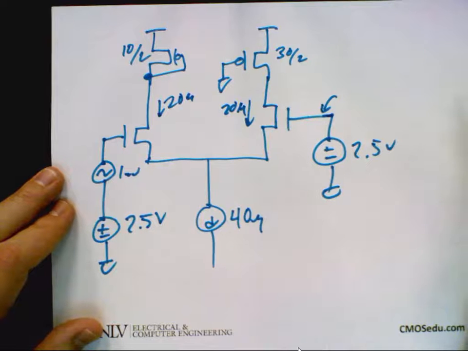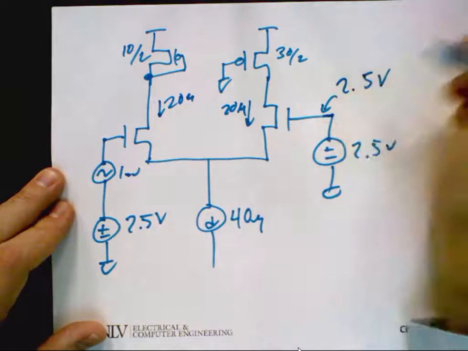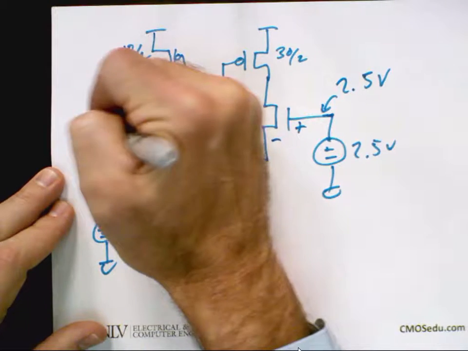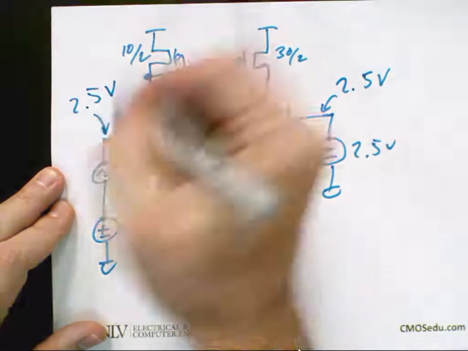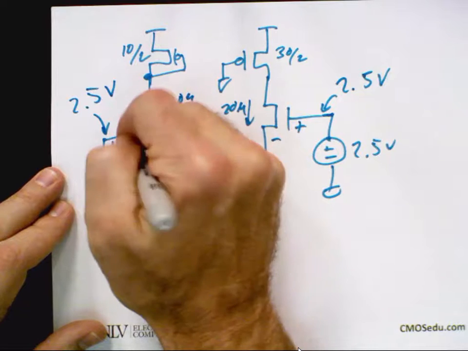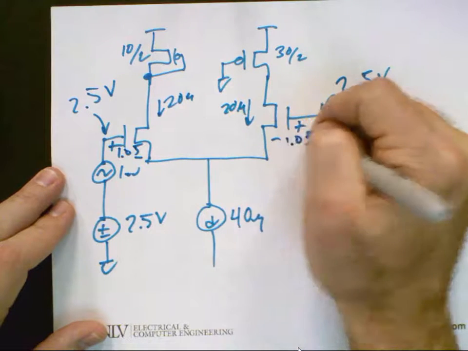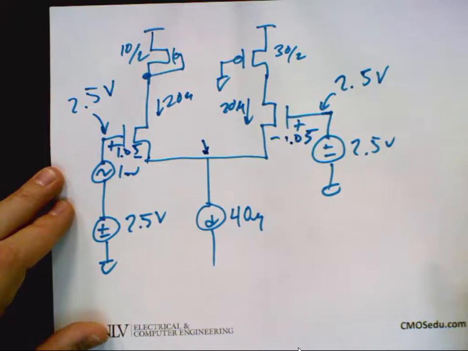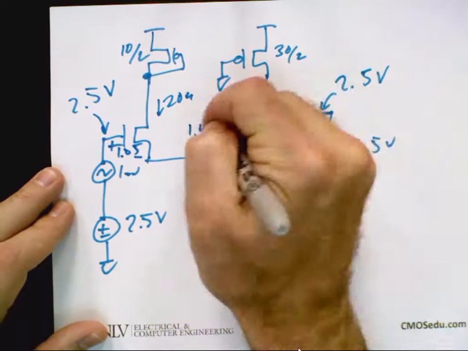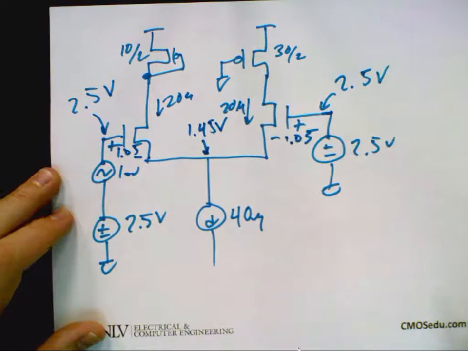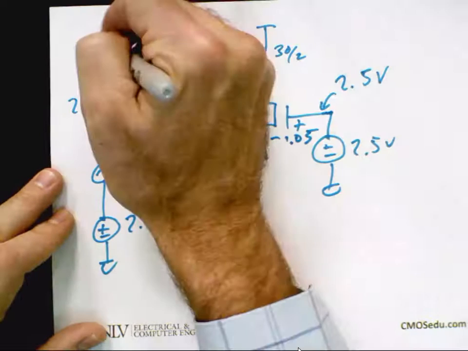20. And then what was the value of the voltage here, DC? 2.5, and we said the VGS are equal, and both are equal to 1.05. So then the source voltage here, DC wise, is 1.45. Any questions? Okay, oops, this is 30.